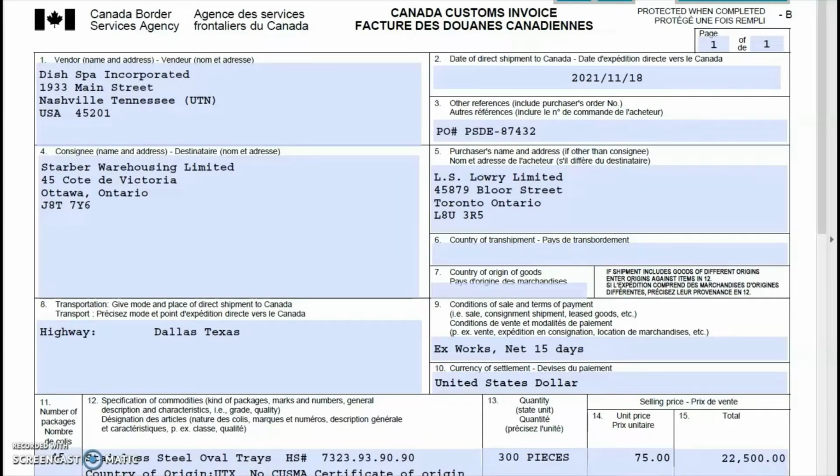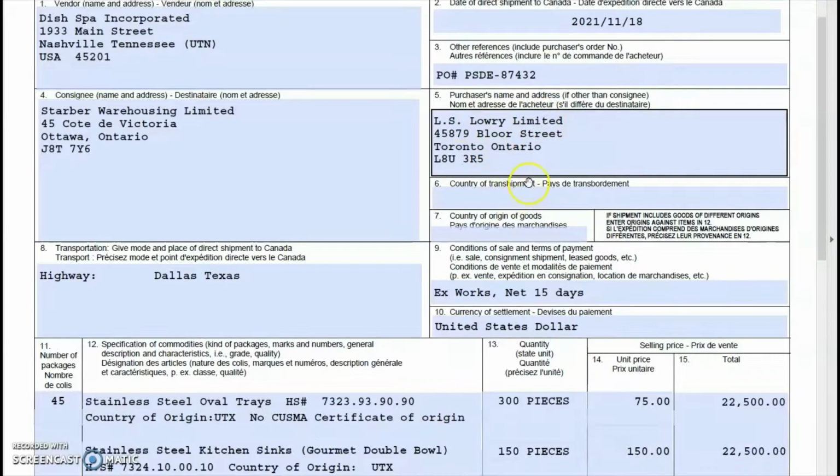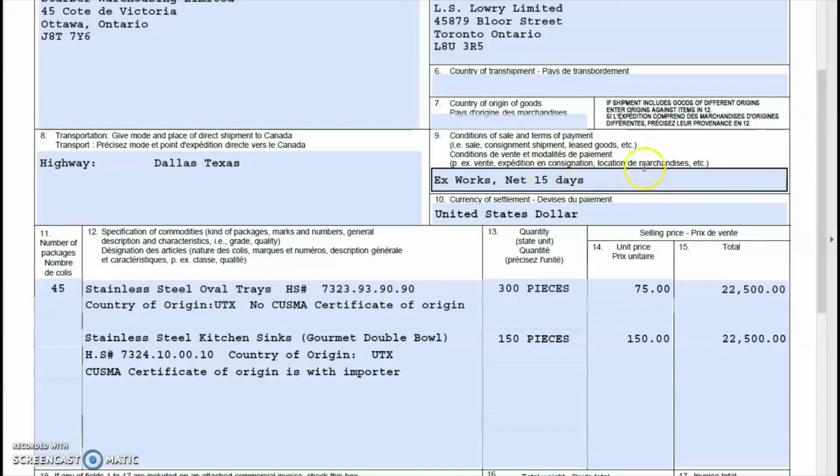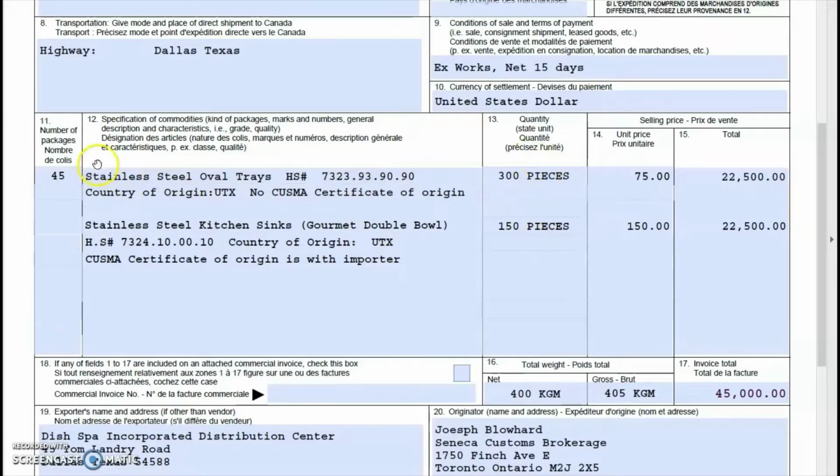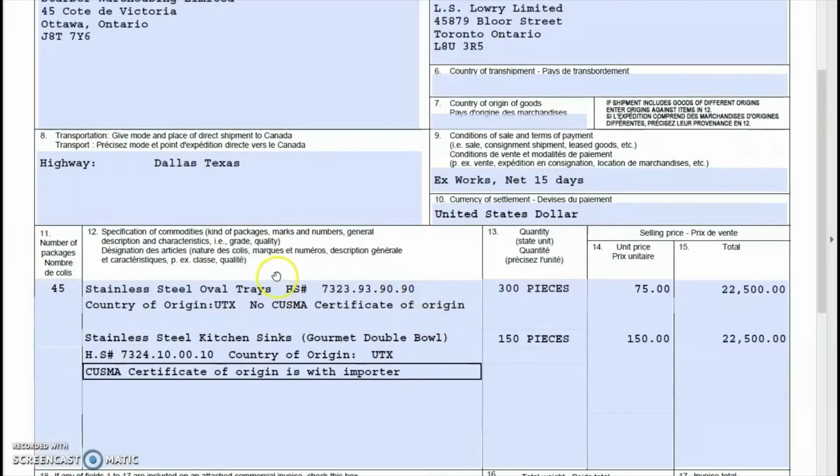So here is your Canada Customs invoice. The shipment, the vendor, the person selling the goods, is Dishpa Incorporated, Nashville, Tennessee. Consigned to Starboard Warehousing in Ottawa, and the purchaser is LS Lowry in Toronto. Tell you how it gets here, terms, it's in US dollars, and you've got 2 items here. Okay, you've got stainless steel oval trays, this HS number, and you've got stainless steel kitchen sinks, which is this HS number. Now, these are both country of origin UTX. Country of origin UTX, that means United States, Texas.